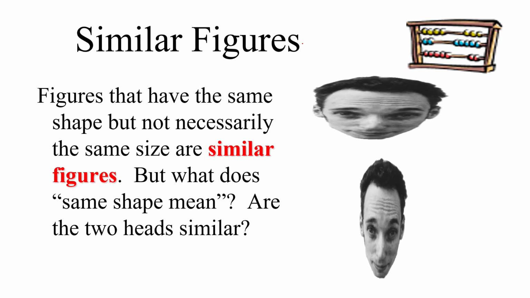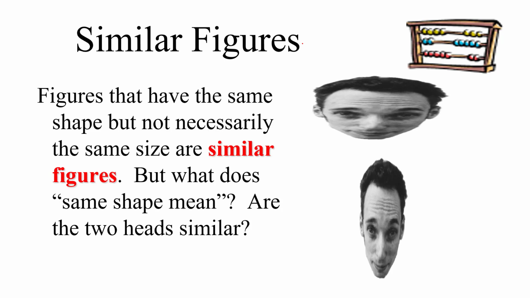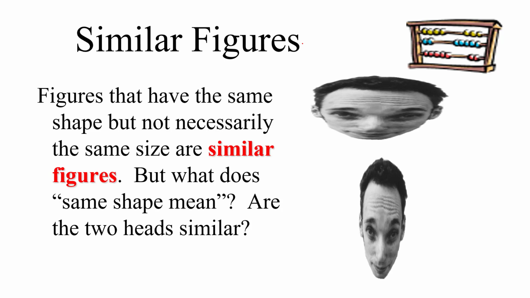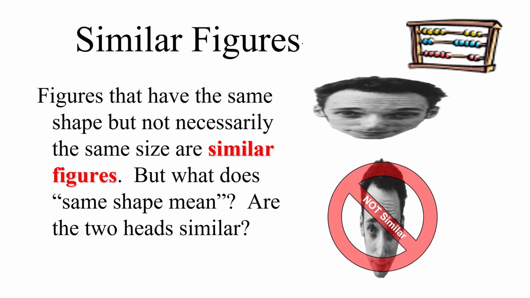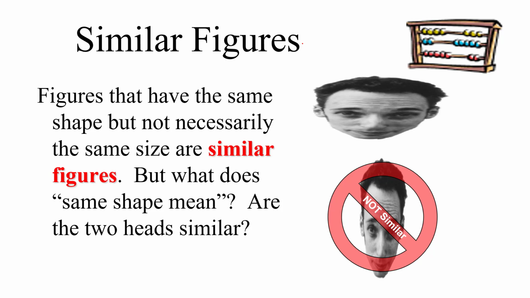Similar figures are figures that have the same shape but not necessarily the same size. But what does same shape mean? Are the two heads to the right similar? No, they're not similar. While they are both faces of a guy, one has been stretched vertically, one has been stretched horizontally, and as such, we have not created similar shapes. Similar shapes are proportional in size.